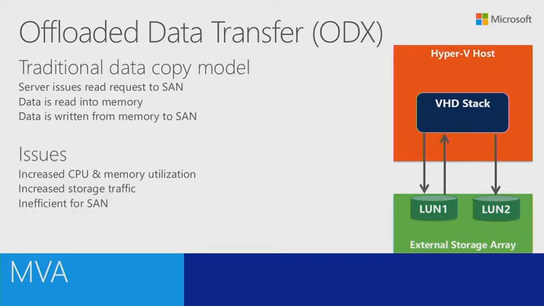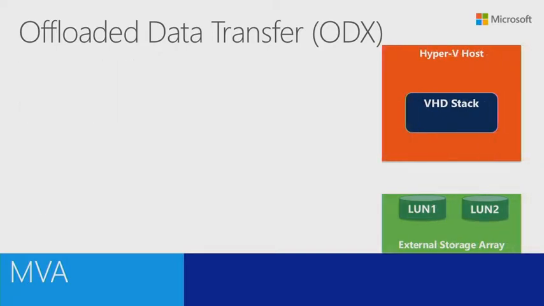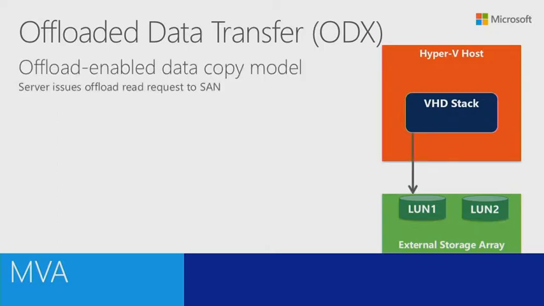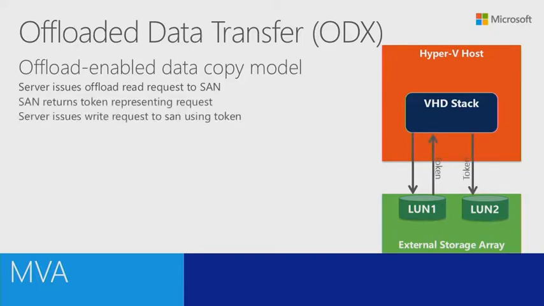With offloaded data transfer, we are now taking advantage of the key capabilities built into your underlying storage fabric. With Server 2012 now, it's changed. If I want to copy 10 terabytes, I go to the underlying storage array and I say, storage array, hey, do you support offloaded data transfer? The storage array comes back and says, well, yes, I do. Fantastic. Here's a secure token. Please perform that 10 terabyte copy.